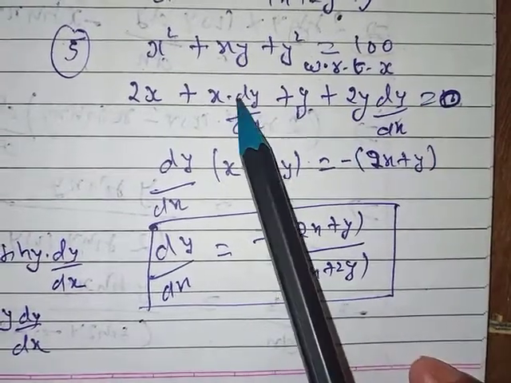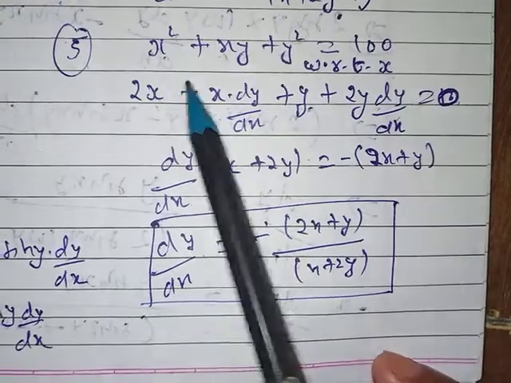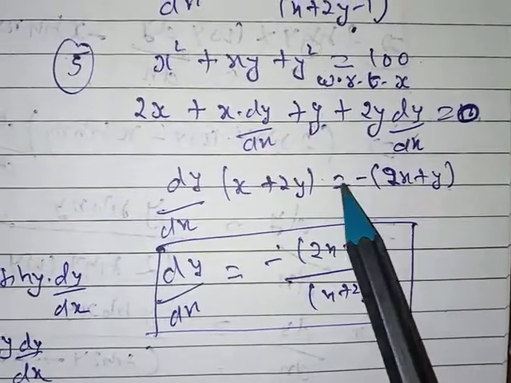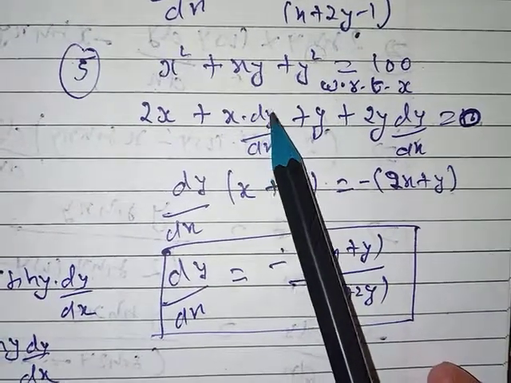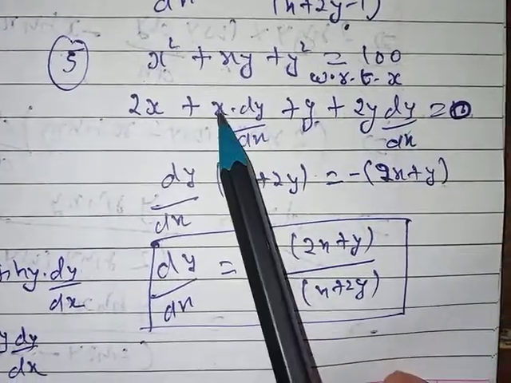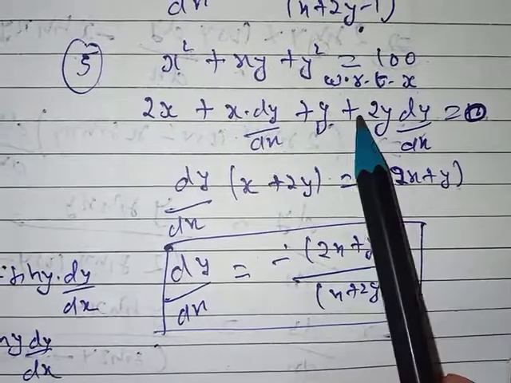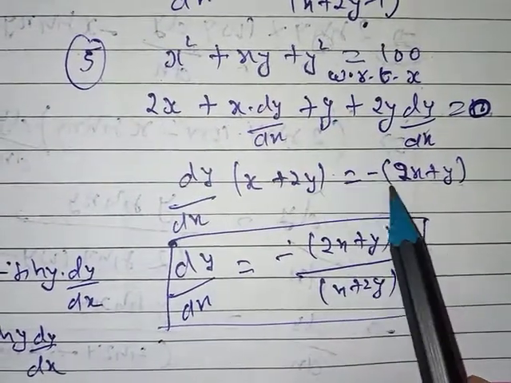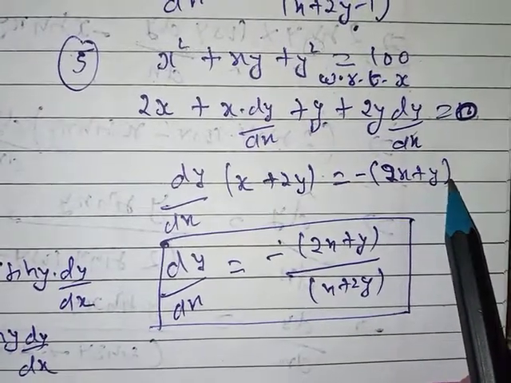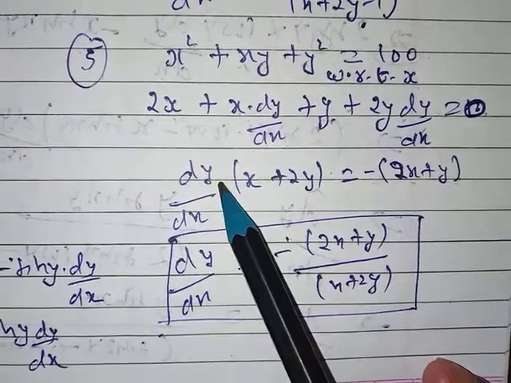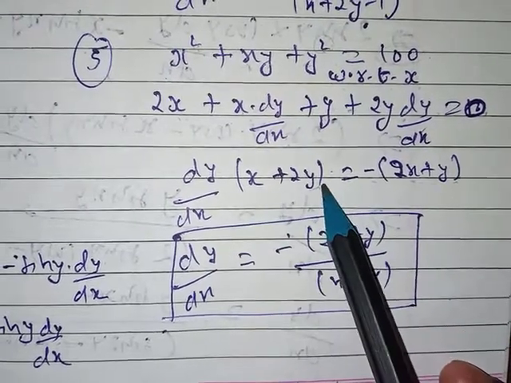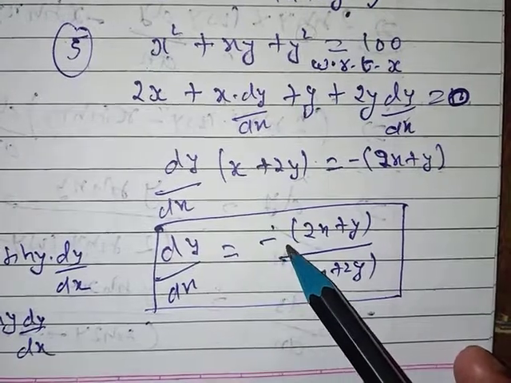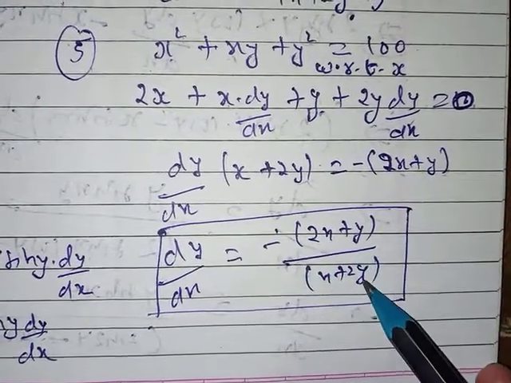So we'll take this 2 dy by dx common, and the other terms go on the other side, so it will be written as minus. Take dy by dx common, so what will remain? dy by dx times (x plus 2y) equals minus (2x plus y) in the bracket. The relation of dy by dx and (x plus 2y) is multiplication, so it will go in division. So dy by dx will be equal to minus (2x plus y) upon (x plus 2y).